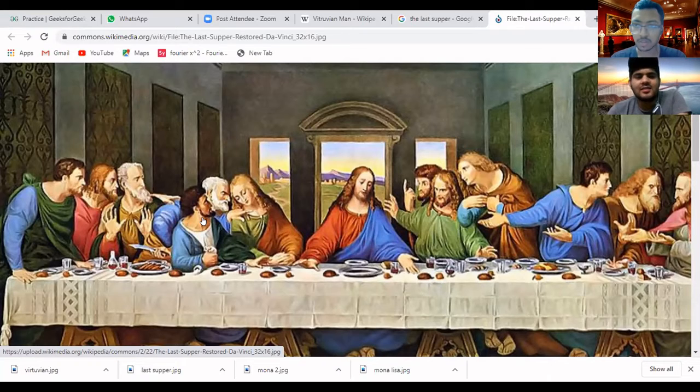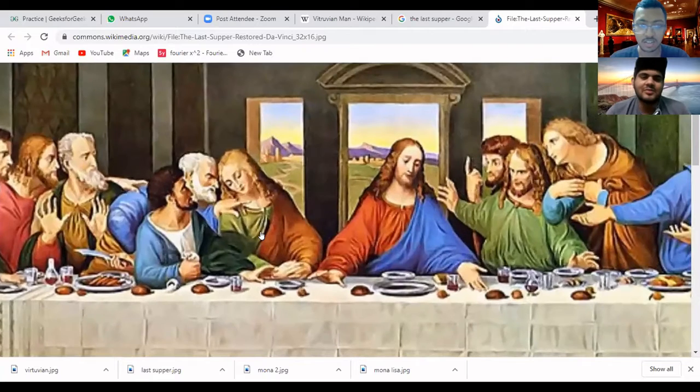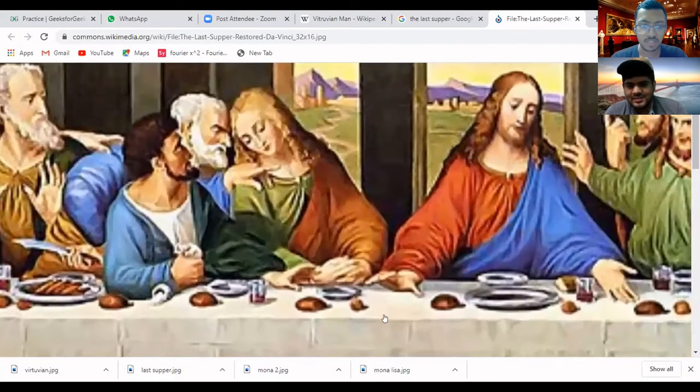His name was something, I forgot his name. He is going to betray Jesus, and here you can see that he is going to eat the same bun which Jesus is going to eat.